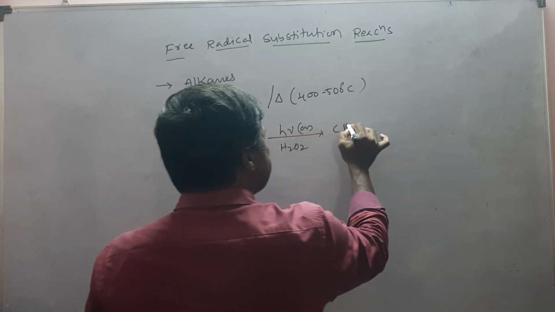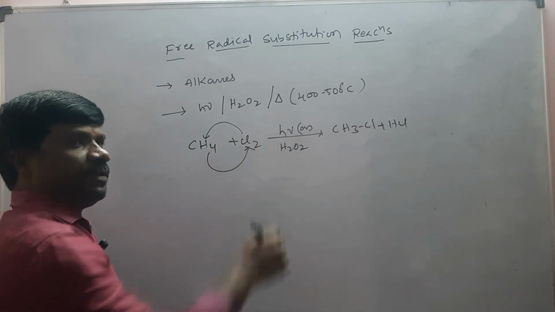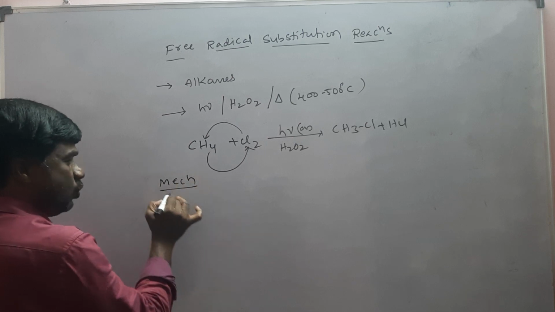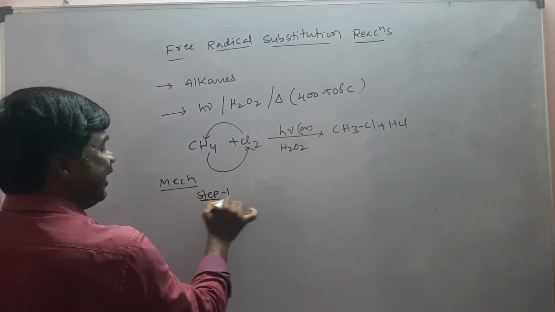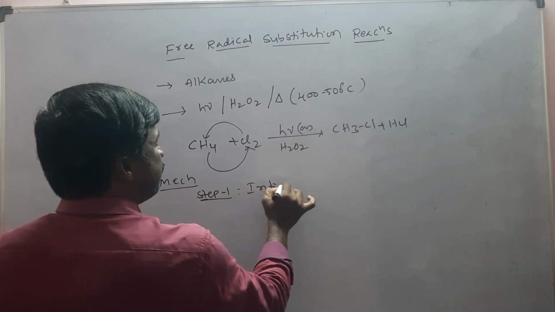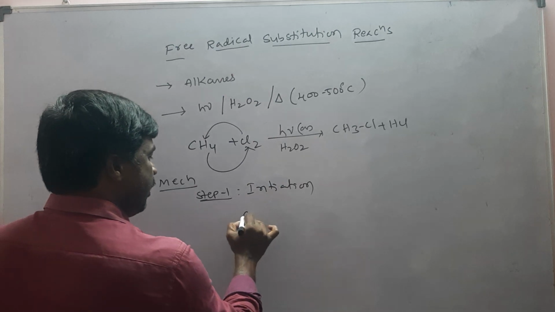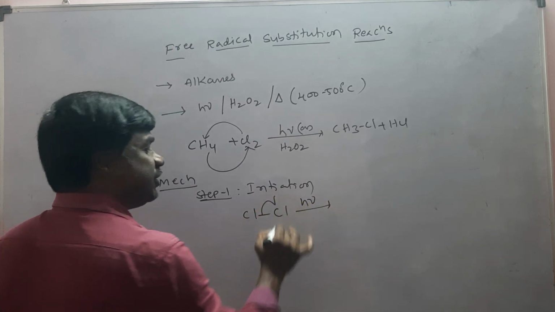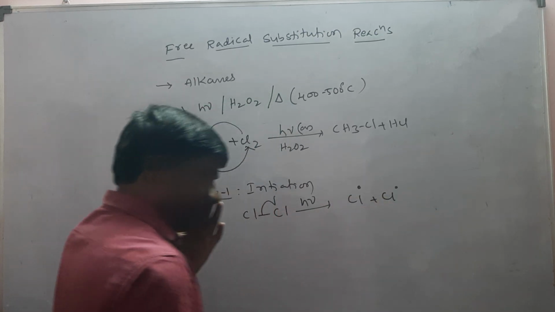Can I call this a substitution reaction? Yes, this is a substitution reaction. Hydrogen is replaced by chlorine. It is actually a three-step mechanism, so I will discuss the mechanism here. Step one is initiation. Initiation means formation of radicals. Here chlorine in the presence of sunlight undergoes homolytic fission. It forms chlorine radicals.